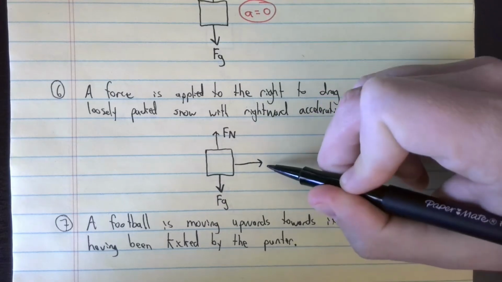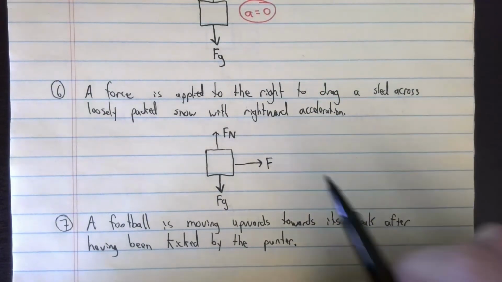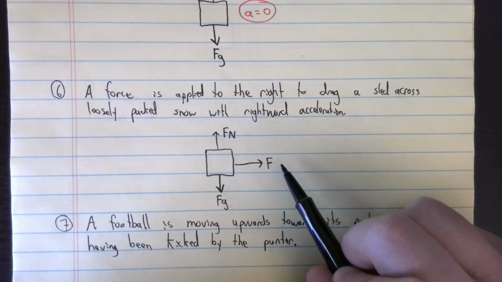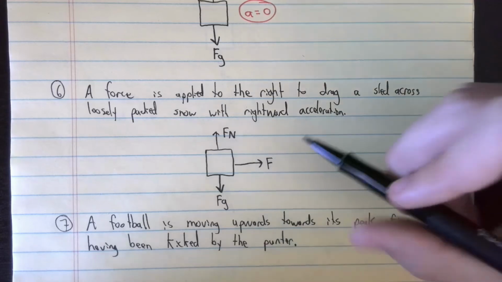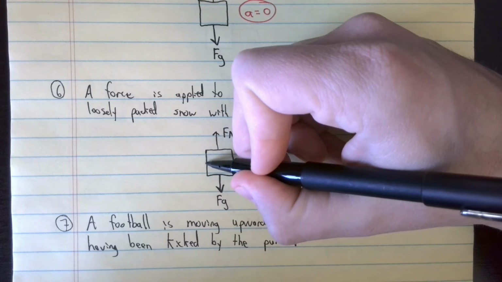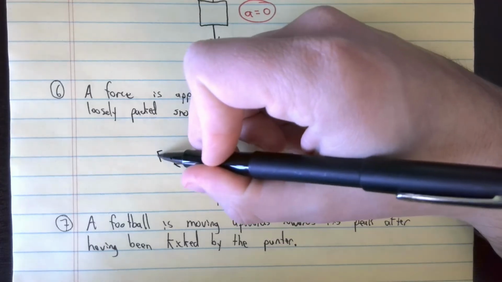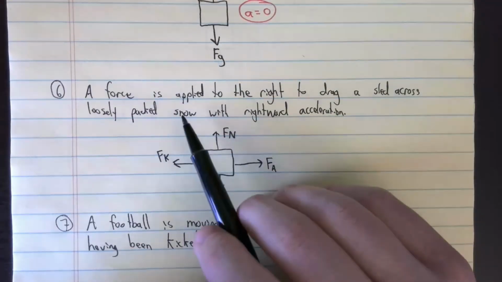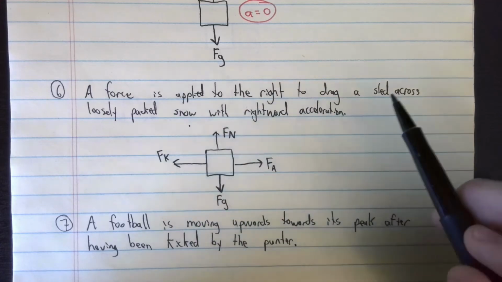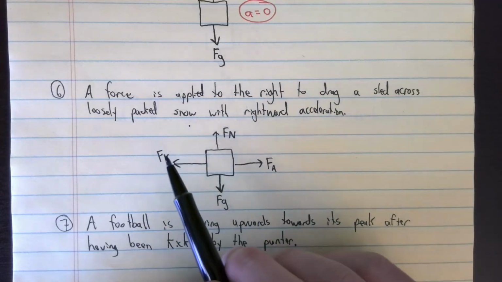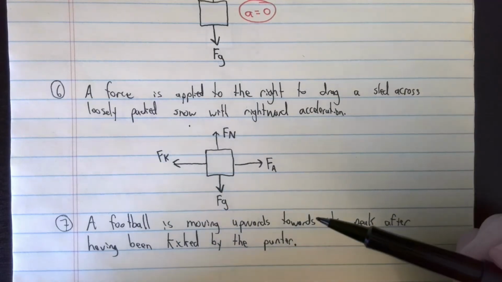Now, this is open to interpretation. You could say Fa, because it's someone pulling it. You could also say Ft, because they're probably pulling it with a rope. But Fa and Ft act pretty much the same, so either one works. And friction will be to the left. Snow has a pretty low amount of friction, but unless I say it is frictionless, there is friction.